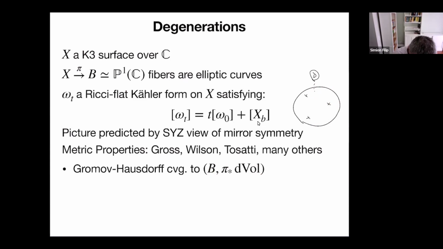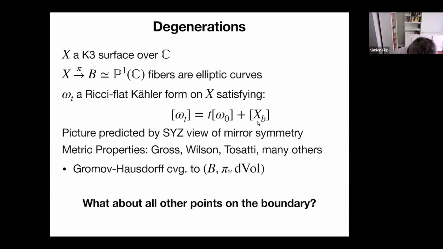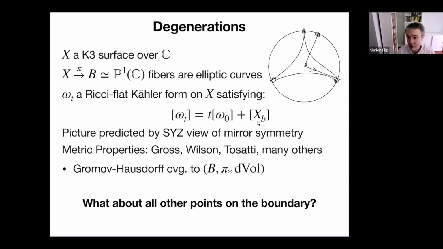Now, what I want to concentrate on in this talk is to ask what happens for all the other points on the boundary. If you remember the picture from before, we had these elliptic curves, and we went in this direction. This was the degeneration we're looking at. This was a rational point. And what I want to ask is, if I just pick a random point on the boundary, what happens if I start changing my Kähler class in that direction? So this is the question. Of course, the rational points are only countably many, and the irrational ones are uncountably many. So this is what we would like to understand.